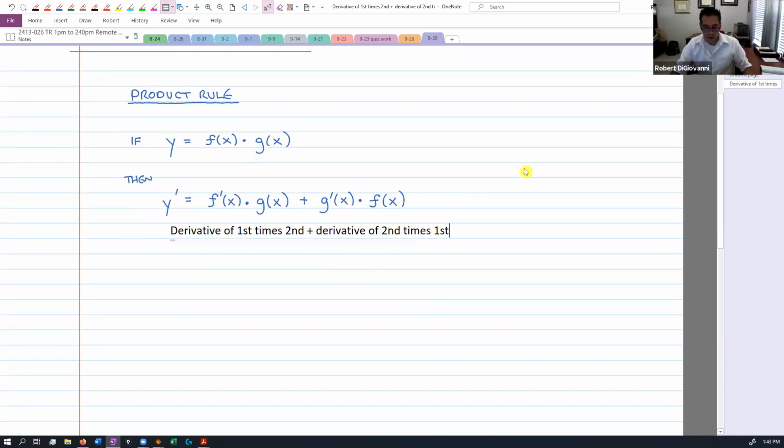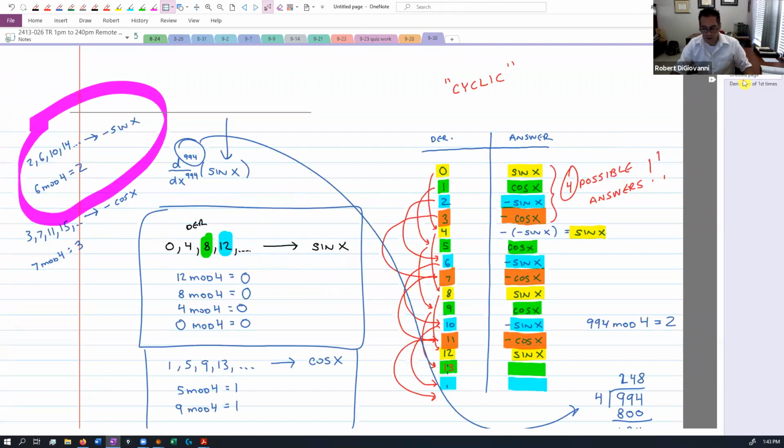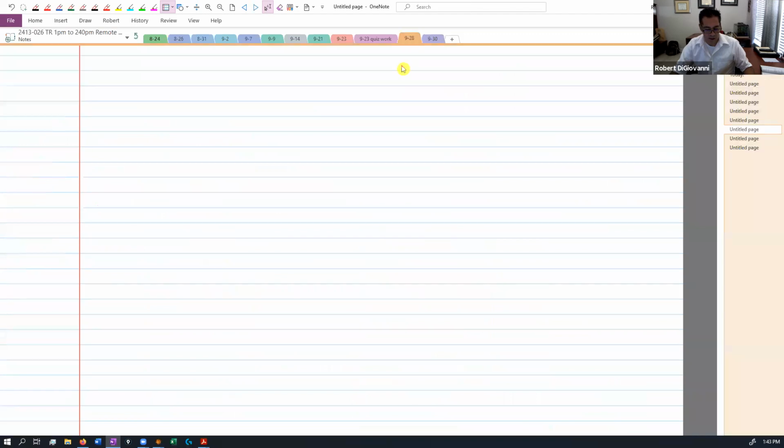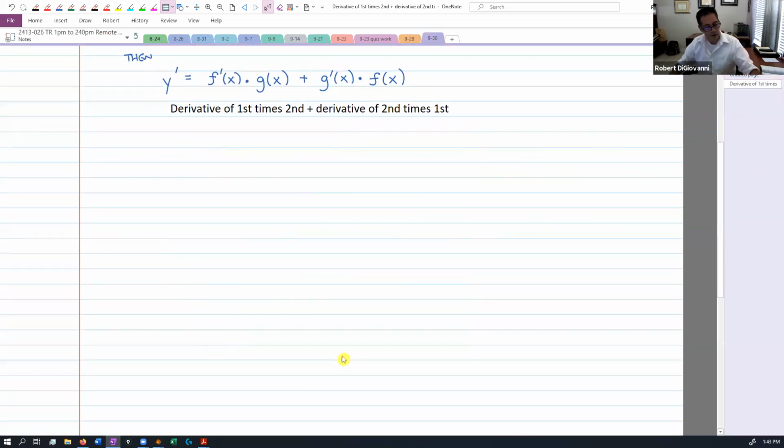Let's take that one piece. Let's not take the whole thing. Let's just take that one piece from last class. Just the x sine x. Let's just do that, and I'll come back to this problem. So if I take, for example, I say, let's let y be equal to x sine x. And I ask you to find y prime.